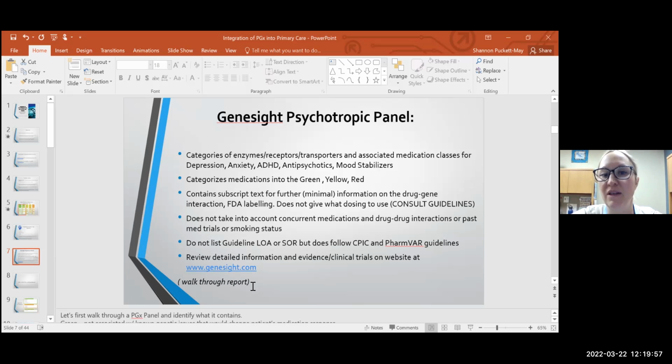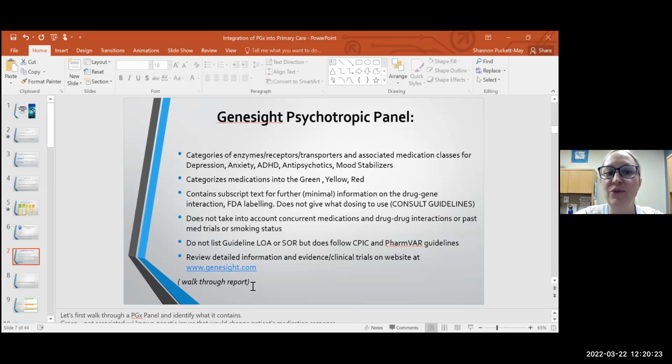Green means typically there's not a significant drug-gene interaction. Yellow means there may be a dose adjustment required, or there may be a little bit more monitoring required. Red would typically mean that there's a major drug-gene interaction, that the patient either won't tolerate the medication, or there could be significantly reduced efficacy and a guideline associated that shows consider alternate therapy.